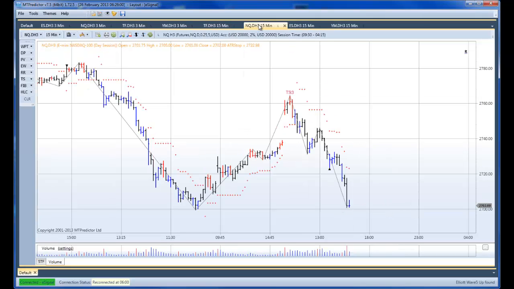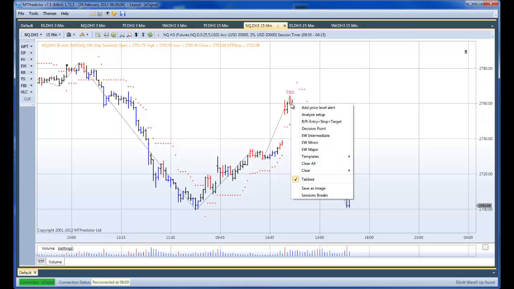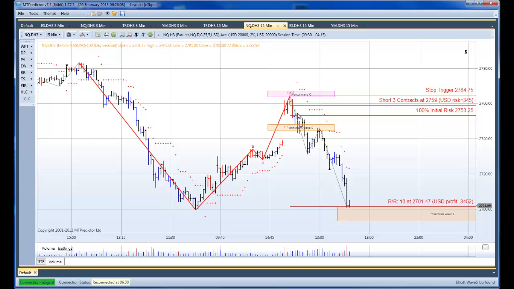The NQ was amazing in that we actually had an automatic TS3 sell setup right at the high of the day, and if I place the analysis on, just look what happened. The NQ declined right from there, right down, and actually reached its first projected target, which is here, and if you traded that on a 15-minute basis, that would have been a 10-hour profit. So an absolutely amazing trade there.